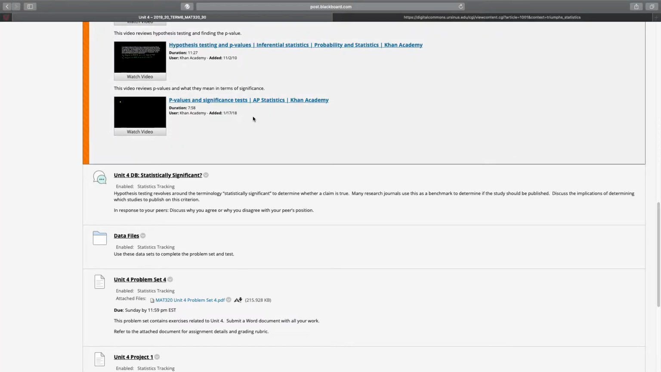But with that being said, the Unit 4 discussion board: hypothesis testing revolves around the terminology statistically significant to determine whether a claim is true. Many research journals use this as a benchmark to determine if the study should be published. Discuss the implications of determining which studies to publish on this criterion. And as you will see in my section, Section 8.1, I have a slide dedicated to that.